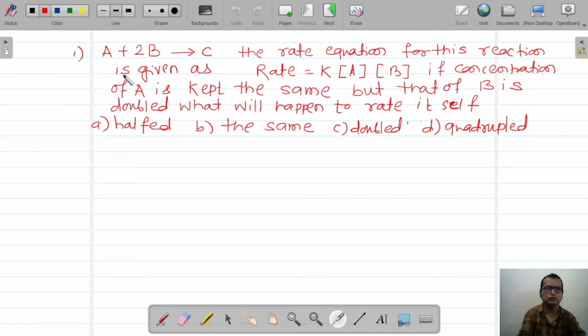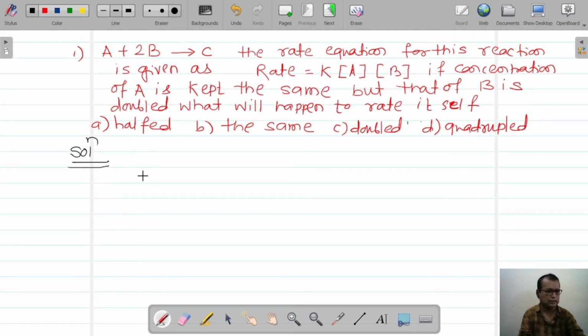This A plus 2B gives C. The rate equation for this reaction is given as rate is equal to K into concentration of A into concentration of B. If the concentration of A is kept the same, but that of B is doubled, what will happen to the rate itself? Means how the rate of reaction changes. Rate of reaction changes, it is my question. So what is the answer? I am giving explanation about it.